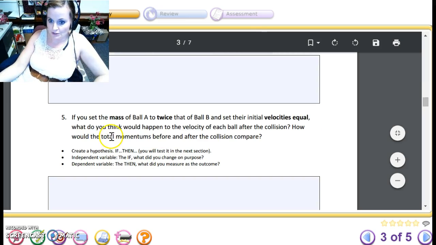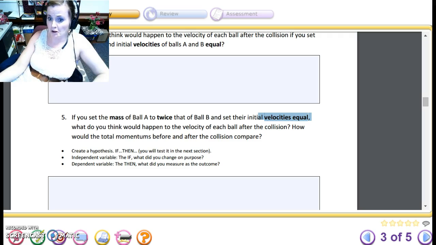The next thing it's going to tell you to do is to set the mass of ball A to twice that of the mass of ball B and make sure their velocities are equal. So you need to come up with, let's say, ball A is 20 kilograms and ball B is 10 kilograms, and then you put their velocities both at 10 or something like that. Just pick whatever you want for numbers, but make sure they follow the directions.